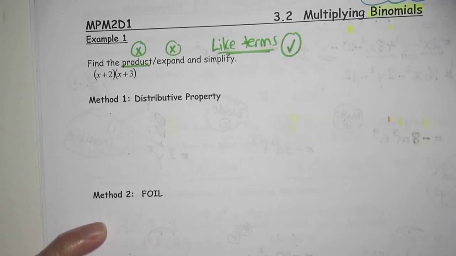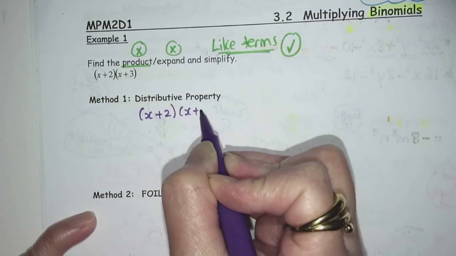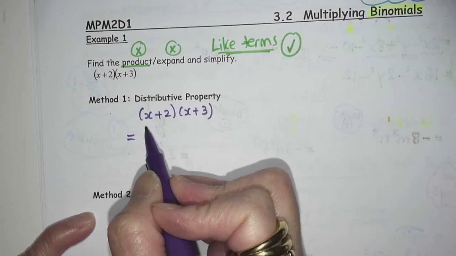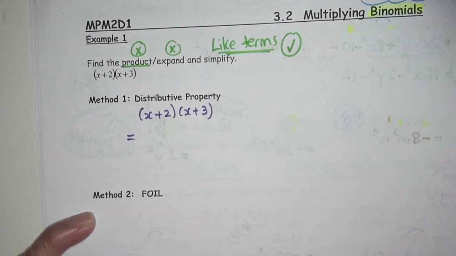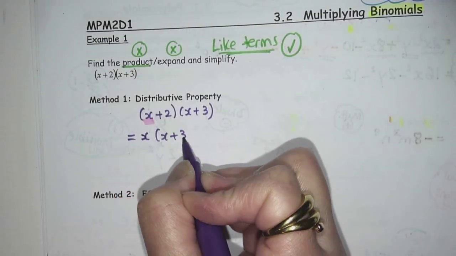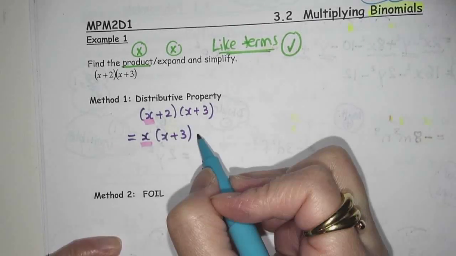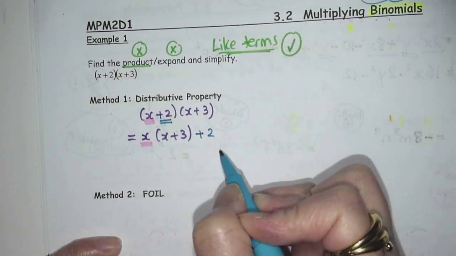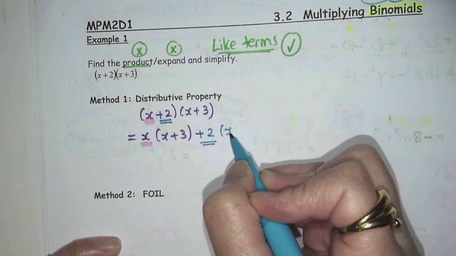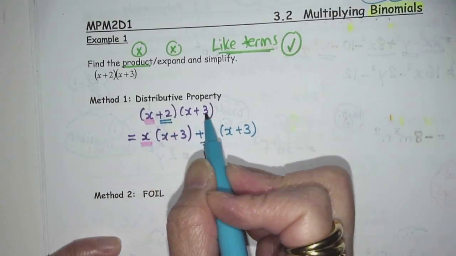So method number one, I'm going to grab this one, and they're going to say x plus 2 times x plus 3. This is the same thing as me saying that this x, I'm going to color it in pink here, is going to multiply times the x plus 3, so that's my x here, and then we're going to go plus 2, this part here, times the same x plus 3. So they're saying x gets to multiply both of those, and this gets to multiply both of those.